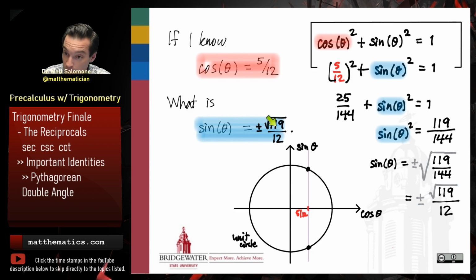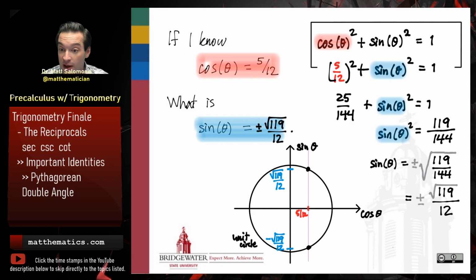So this square root of 119 over 12, that's the y-coordinate, or at least that's how far away from the x-axis this point on the unit circle is going to be. And so one of those values is here on the positive side, the positive version, square root of 119 over 12. And the other one is down here on the negative side, negative the square root of 119 over 12. So from that perspective, it makes sense that there's more than one possible answer to this question.